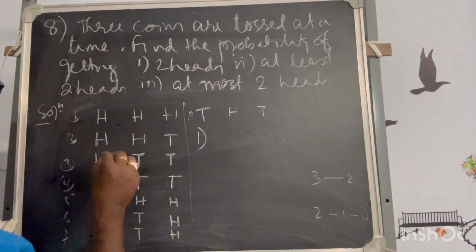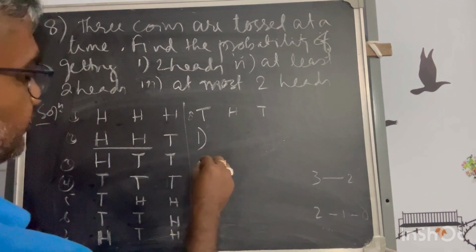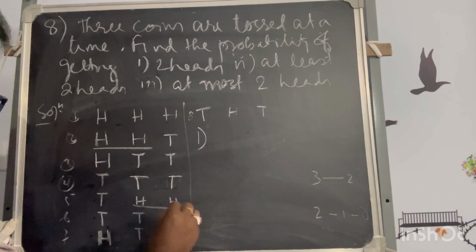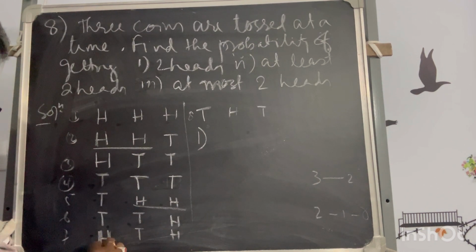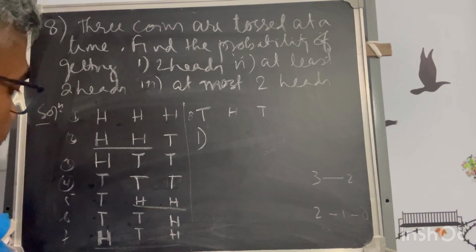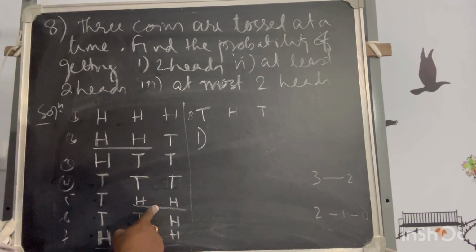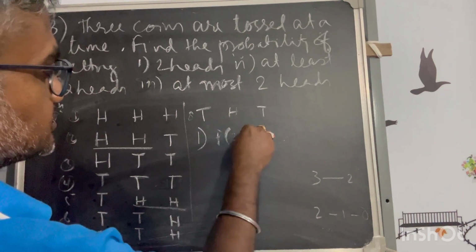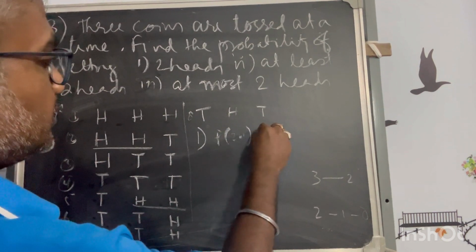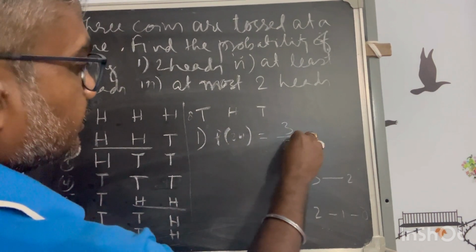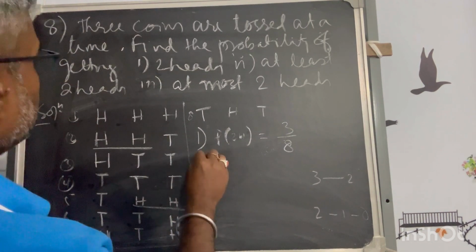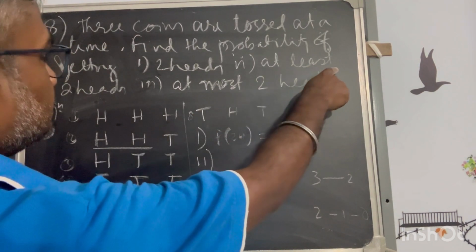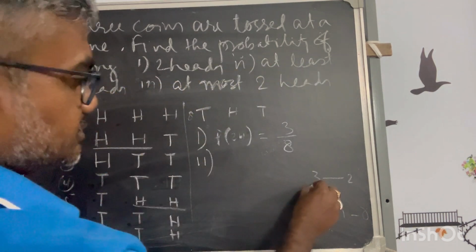So wherever 2 is possible, we will talk about the first case. 2 heads is here, this is possible, so these are 1, 2 and 3. So your probability of getting 2 heads is only 3 out of 8. This is the probability. Second case, already described, at least 2 heads, that means 3 and 2.